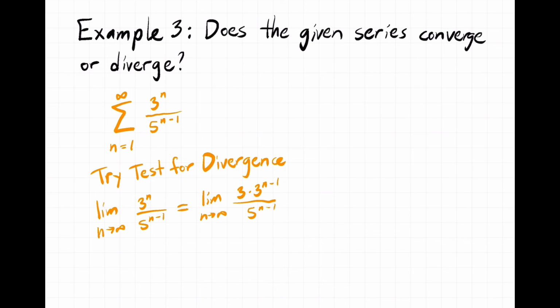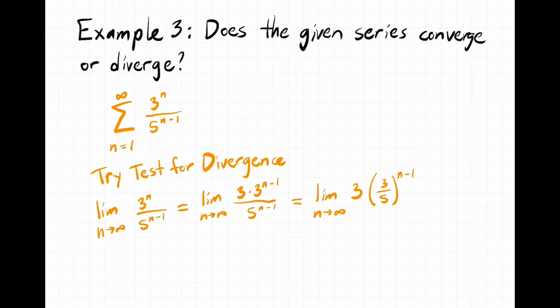And the advantage here is that I could rewrite this. This is equal to the limit as n goes to infinity of 3 times 3/5 to the n minus 1, because exponents distribute over fractions, and therefore we can pull them out of a fraction as well.